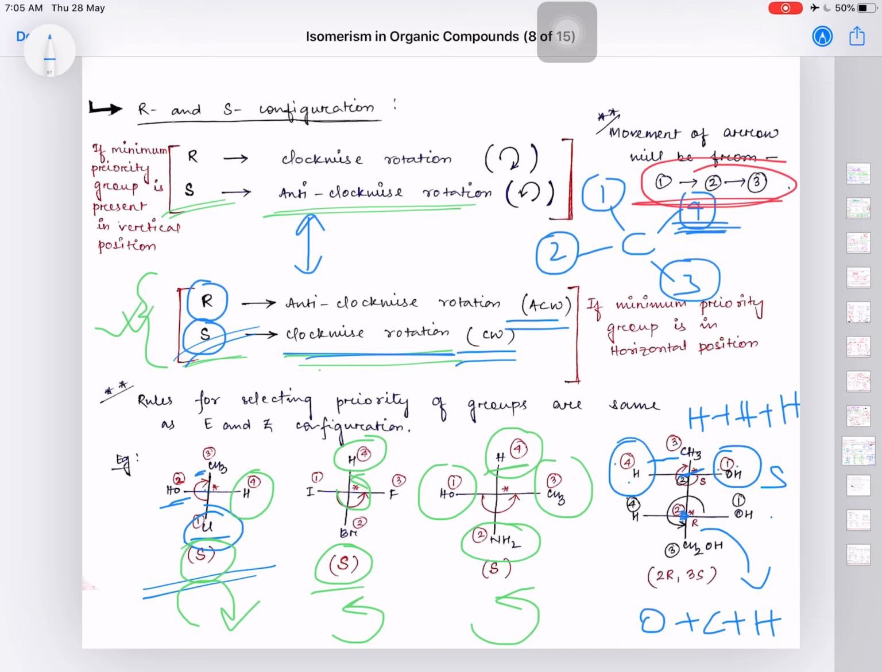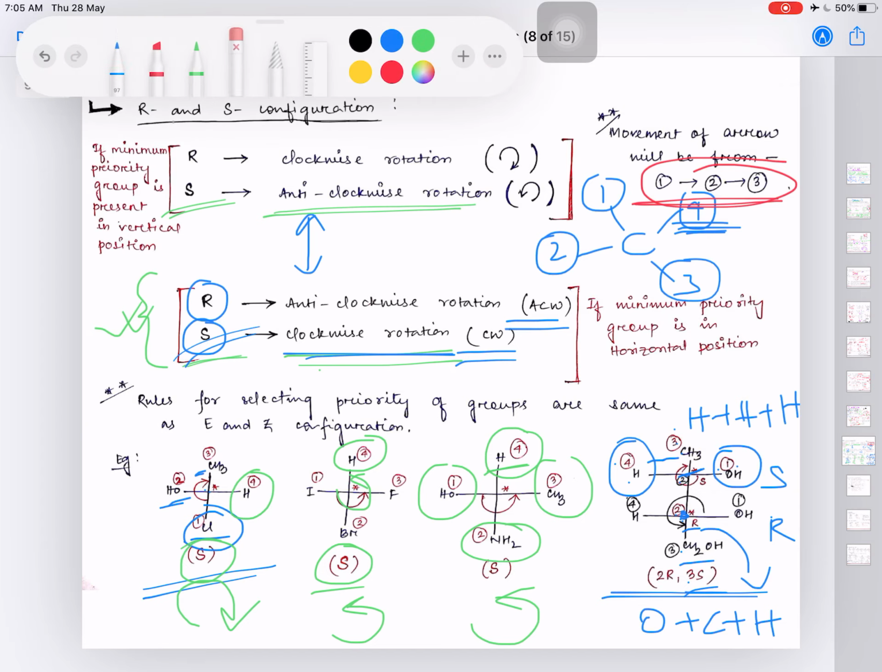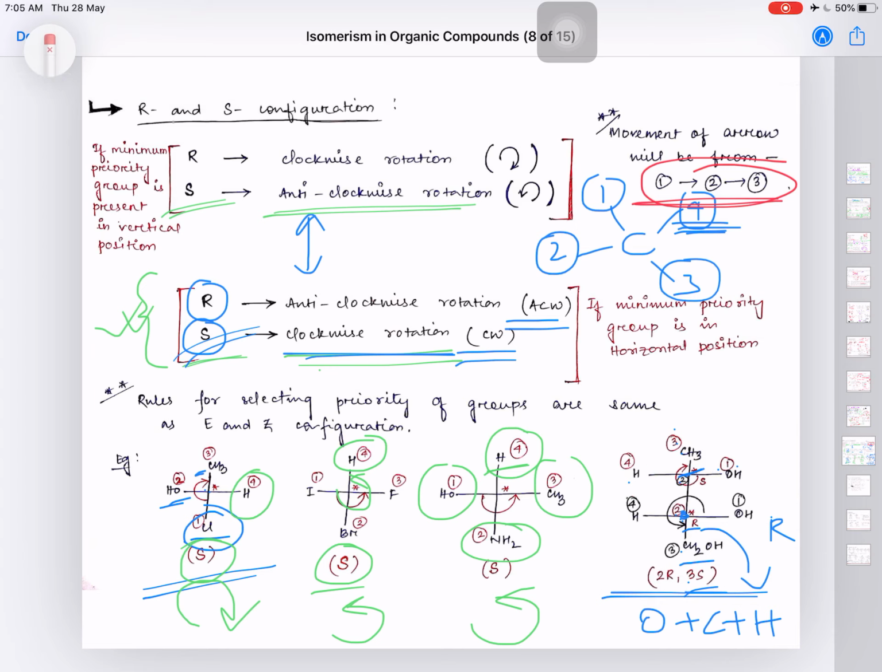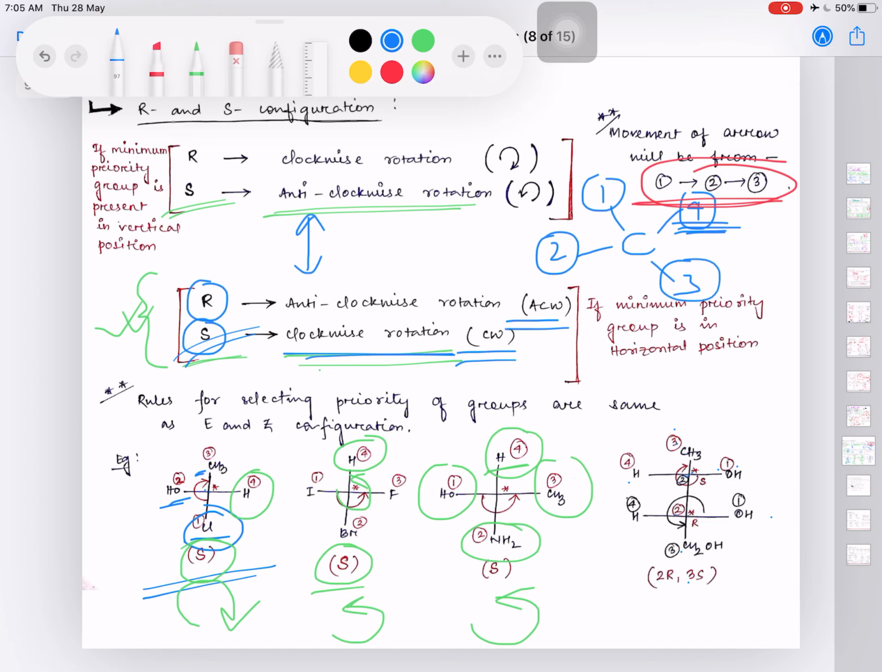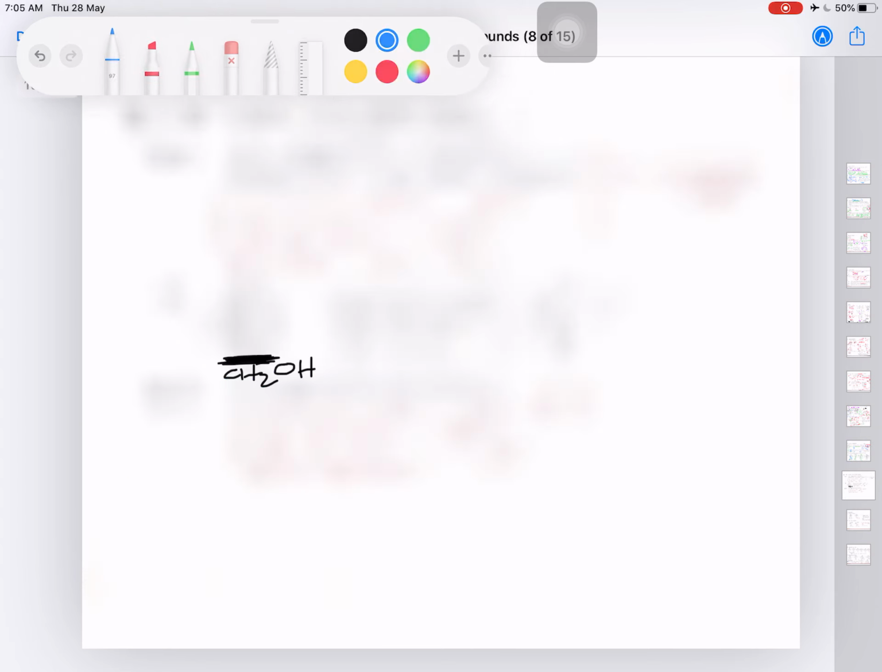If you check the second carbon, it is giving anti-clockwise in horizontal, so it is R. So it is 2R, 3S. Why 2, 3? You just check for the longest chain. The longest chain is 1, 2, 3, 4, from bottom to top. So at position 2 you have R configuration, and at position 3 you have S configuration, so it is 2R, 3S. In this way you can find the RS nomenclature for all the chiral centers. Just solve some examples, and if you have any doubts, show me. Let us move on to the next part.